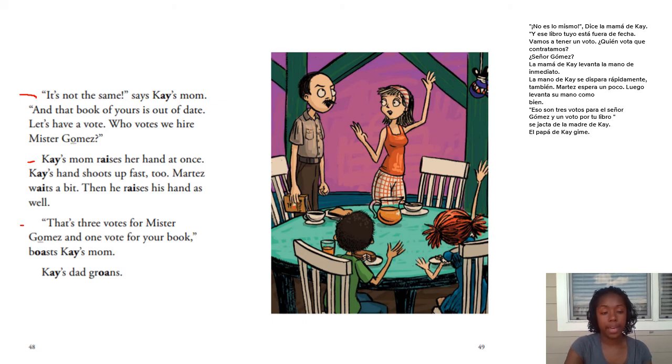Finger underneath the word that's. That's 3 votes for Mr. Gomez and 1 vote for your book, boasts Kay's mom. Finger underneath the word Kay's. Kay's dad groans.